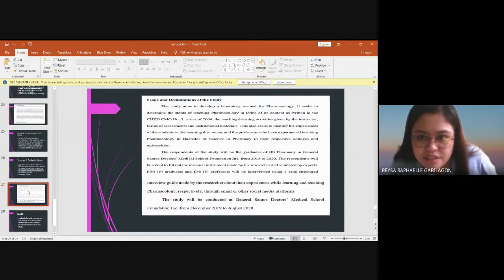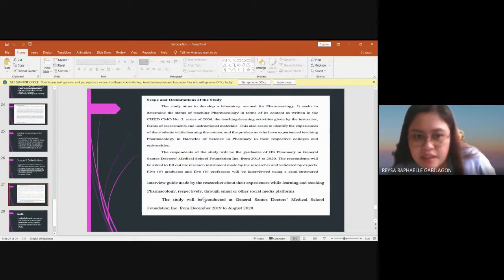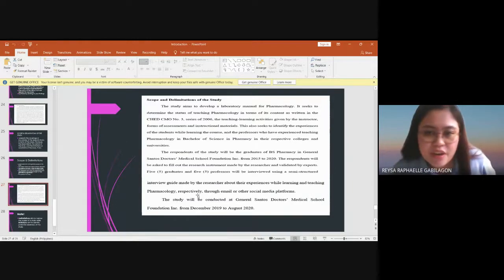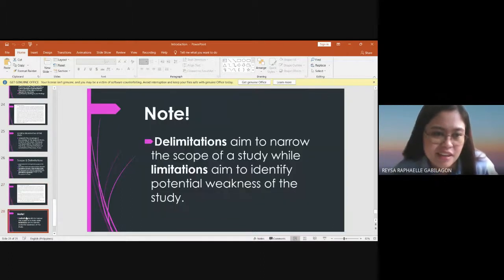So this is just an example. This is still on the pharmacology laboratory manual development. I have here the objective of the study, and what else? The subject matter and the topic at hand. Then I have here the respondents and the locale. And lastly, I have the period of when I will conduct the study. This study was just last year. Until now, I don't have the manual yet. The study is already done, but the manual is not yet done.